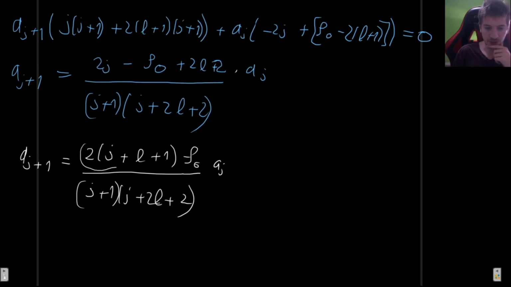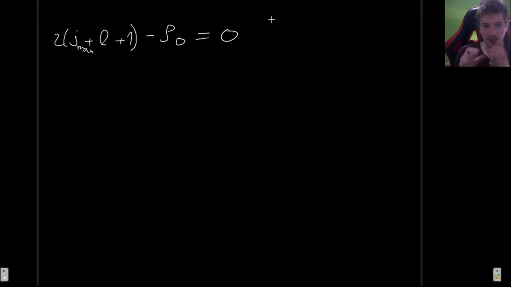So this means that here, in order for this to be 0, the numerator at some j has to become 0. Otherwise, it will just continue to grow. So 2 times j plus l plus 1 minus rho 0 at some point has to be 0. And that point will be when this j is some maximum j. This is what we're going to demand from our solution, so that this is indeed the solution that we want, and that is physically acceptable, not only mathematically, but physically acceptable.